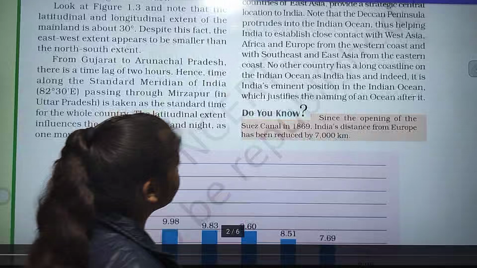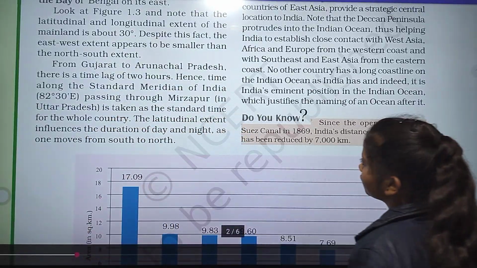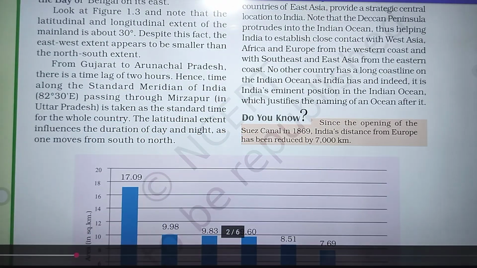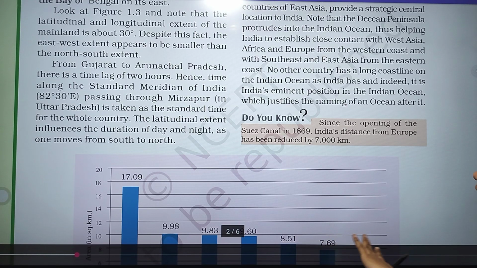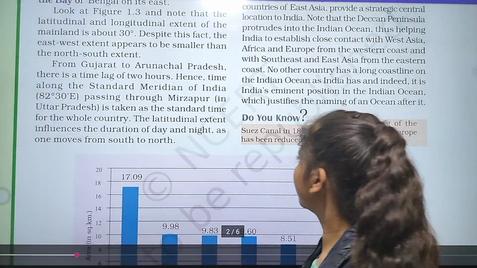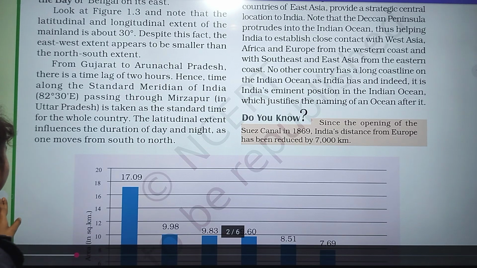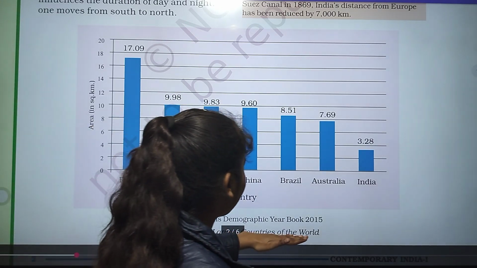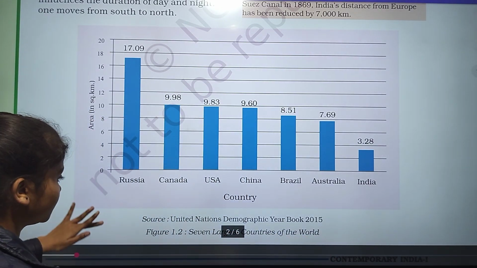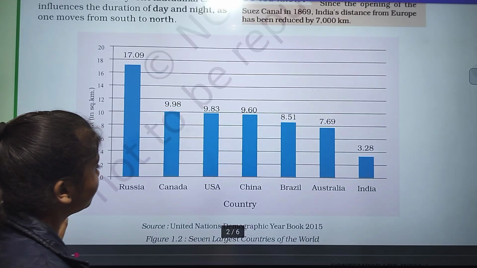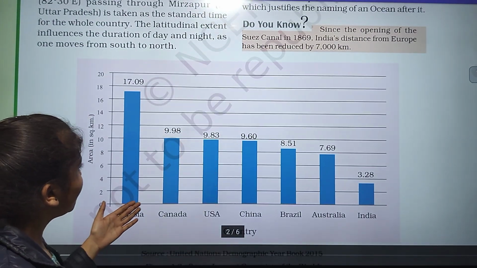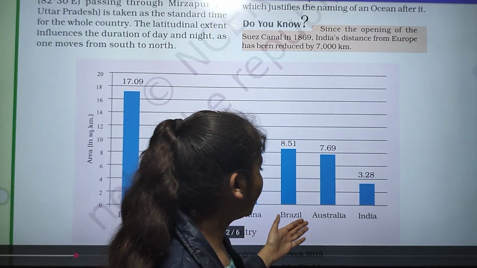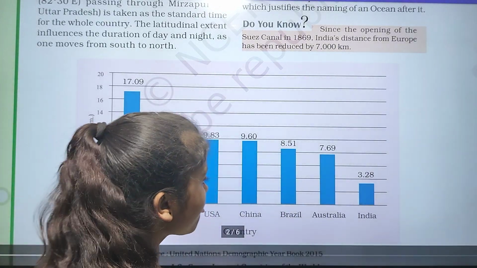Here again, do you know that since the opening of the Suez Canal in 1869, India's distance from Europe has been reduced by 7,000 km? And according to the United Nations Demographic Yearbook 2015, India is the 7th largest country of the world. First is Russia, then Canada, USA, China, Brazil, Australia and India.